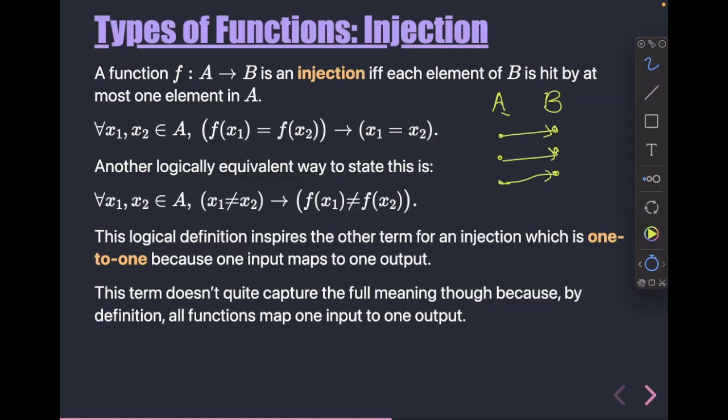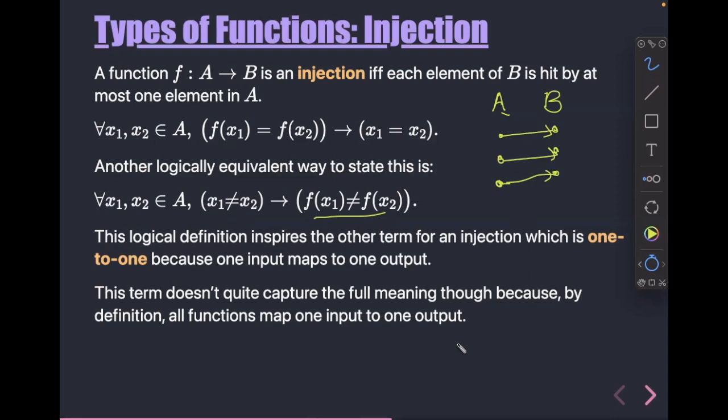And so you could also say it logically using non-equivalence, right? If I were to negate it and flip it: for all x1, x2 in A, if x1 does not equal x2, then f of x1 should not equal f of x2. So if these are not the same points, then they should not be pointing to the same thing, right? It's saying the same thing, just flipping it around.